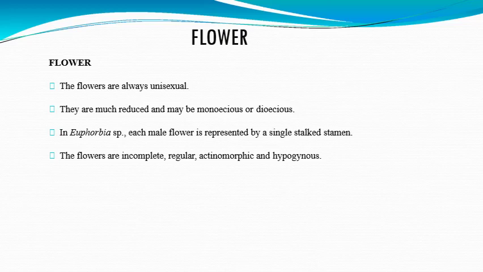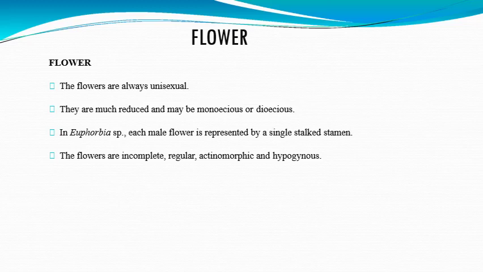In Euphorbia species, actually the male flower is represented by a single stalked stamen that surrounds the centered female flower. In this family, flowers are incomplete. It means either calyx or corolla or both are absent. The other thing is that it possesses actinomorphic features.